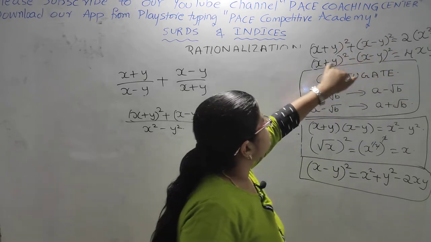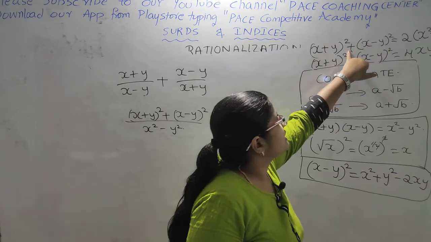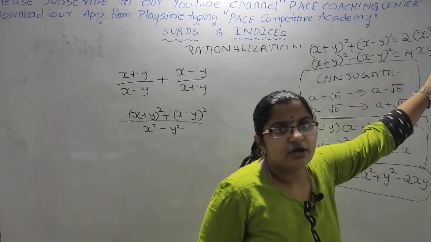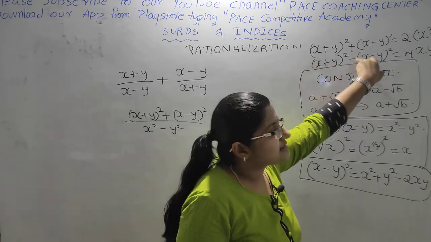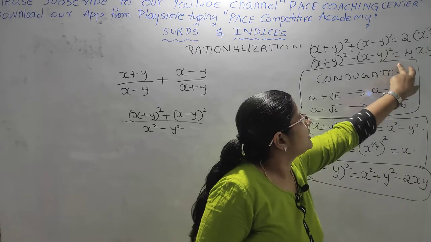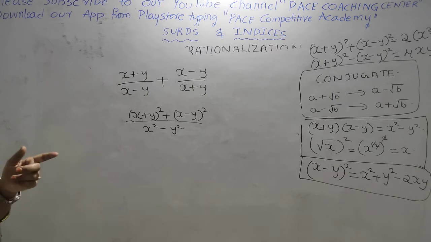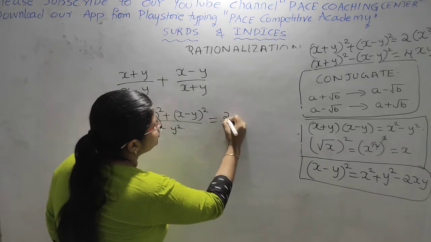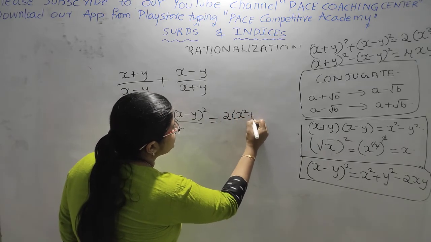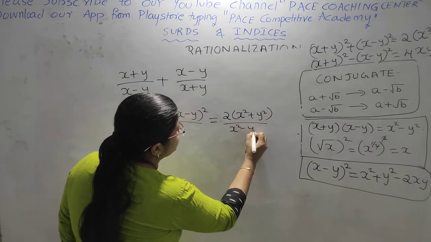So you need to remember: in between (x plus y) whole square and (x minus y) whole square, if the plus symbol is there, then the resultant will always be 2 into (x square plus y square). In between, if the minus term is there, then you will get 4 into x into y. So if you solve those two, you will get those results. Now the value is 2 into (x square plus y square) divided by (x square minus y square).